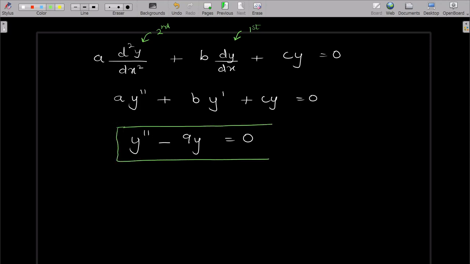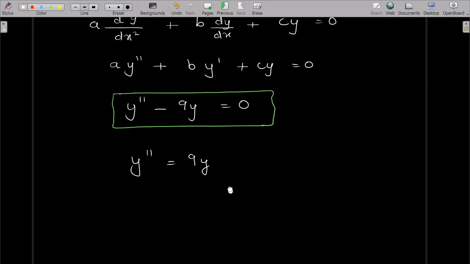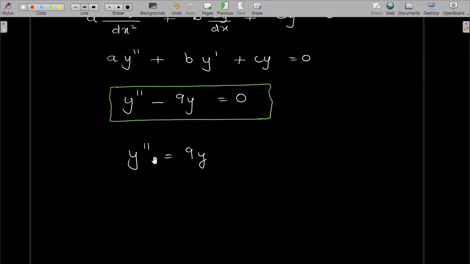That means you need to find a function y whose double derivative is equal to 9 times that function, right? Can you think of such a function whose double derivative is equal to 9 times the function itself?